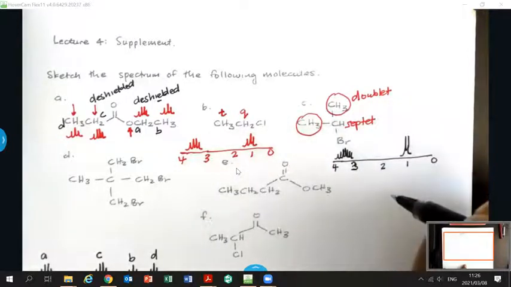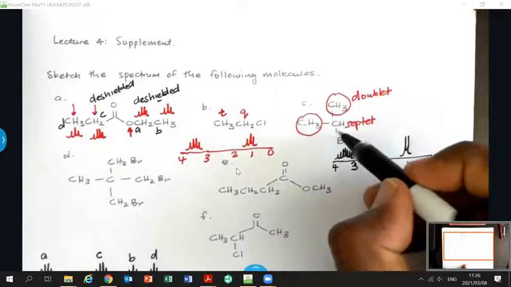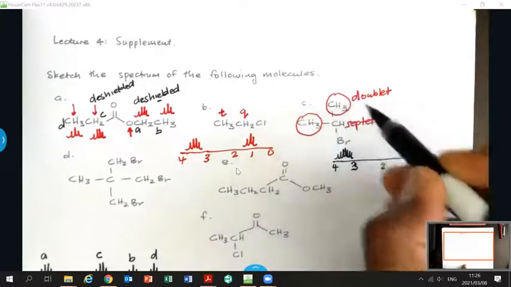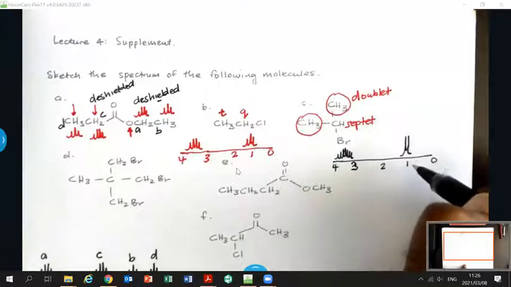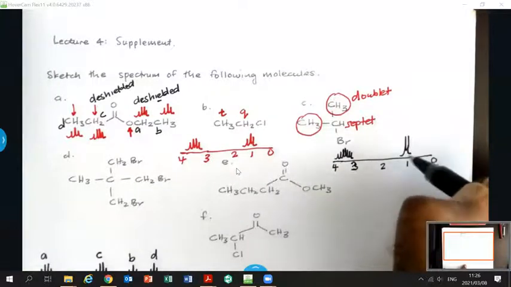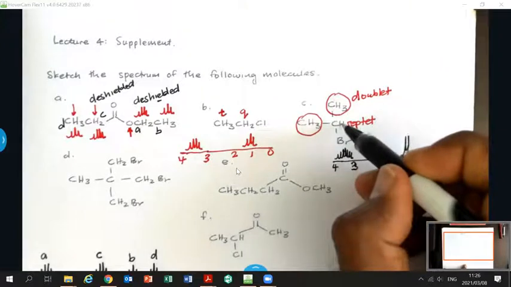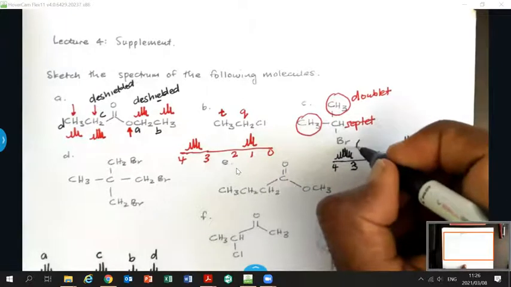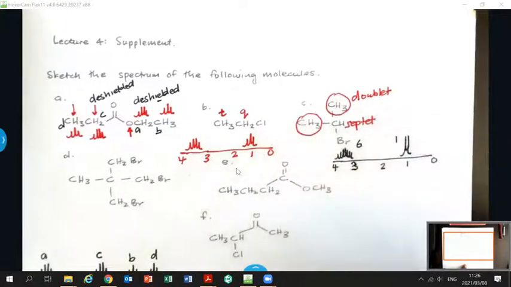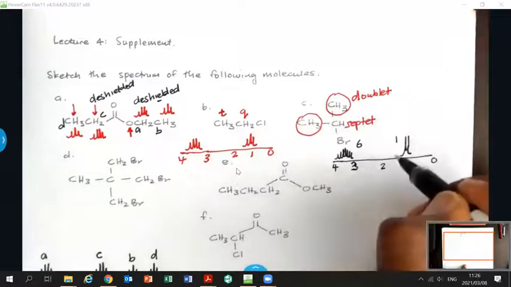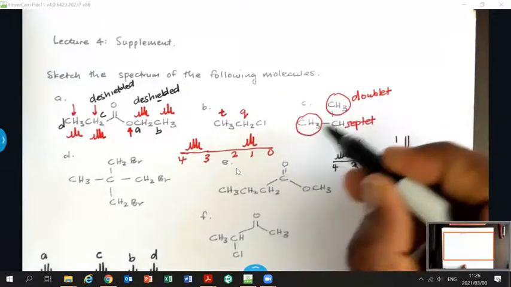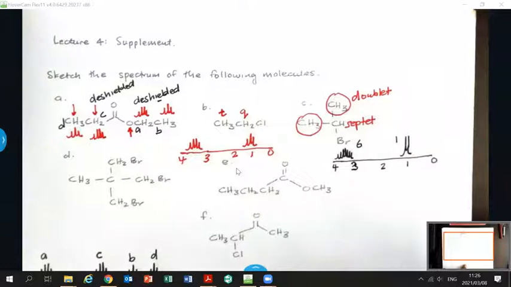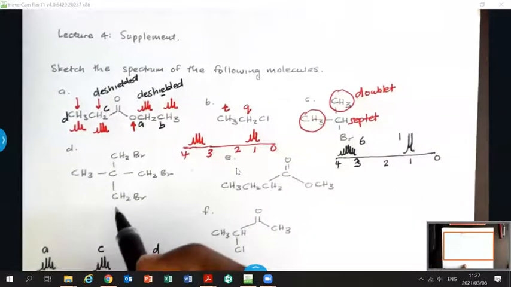I'm expecting the doublet there because it's next to just one CH group, right? This here is just one CH group. And if you look at this bromine, it's 1, 2, 3 bonds away from that hydrogen, so it's going to be very shielded, not as deshielded as something 2 bonds away from the bromine. And then the integrals here is going to be 6:1. Right, so the integration here is going to be important. This is going to be 6:1 because you can see they have 2 equivalent methyl groups on this particular molecule. All right, let's go to this particular one.